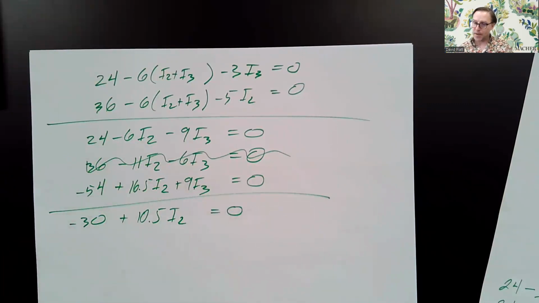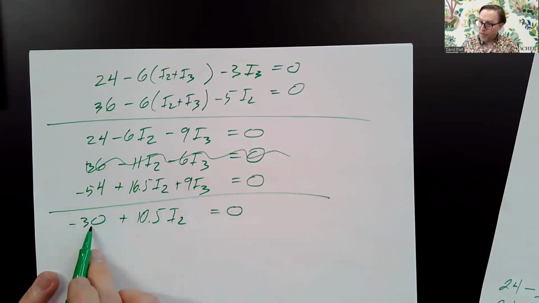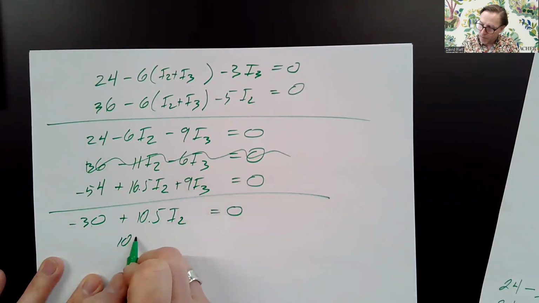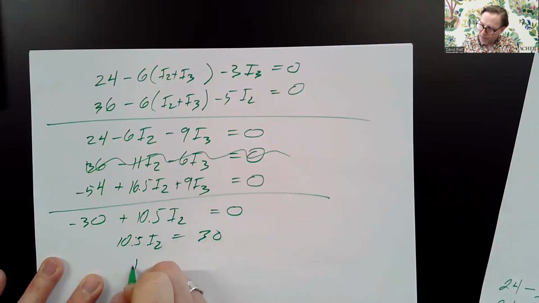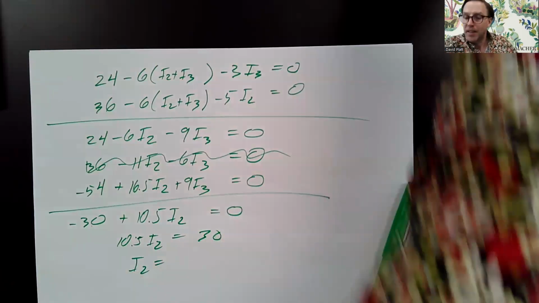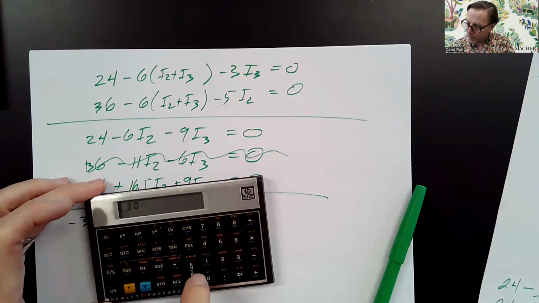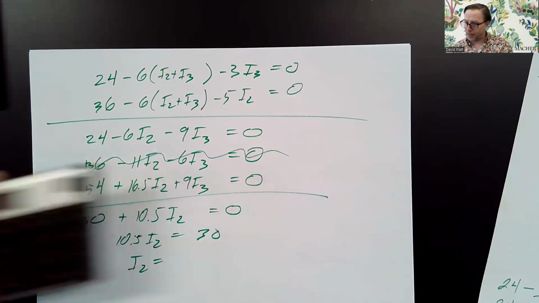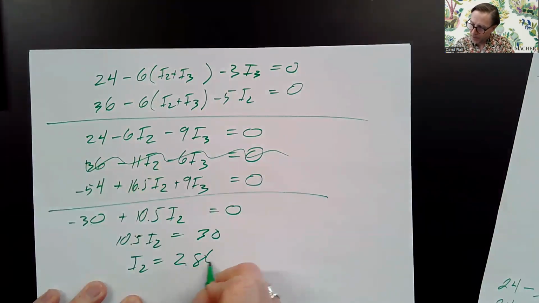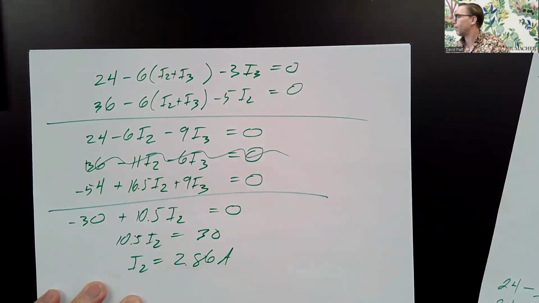I'm just going to shut up for a second and do the math without talking at the same time. Okay, I think I did it right. Move the 30 to the right and it becomes positive 10.5 I2 equals 30. Divide both sides by 10.5 and I get I2 equals 30 divided by 10.5. 2.86. 2.86 amps.